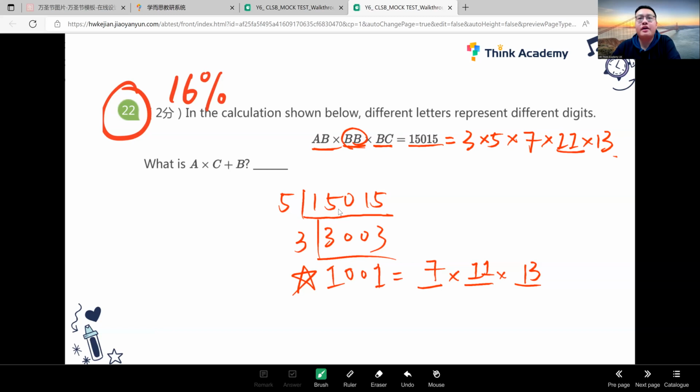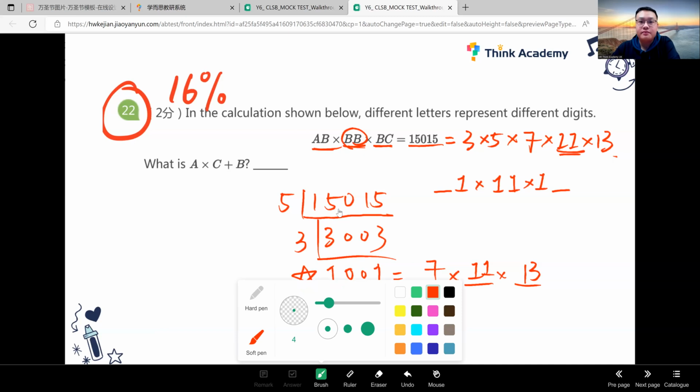And we have 11 over here. So how about B equals 1? BB is 11. And then BC will be 1 something, and AB will be something 1. Guys, can you find one of the solutions for that?